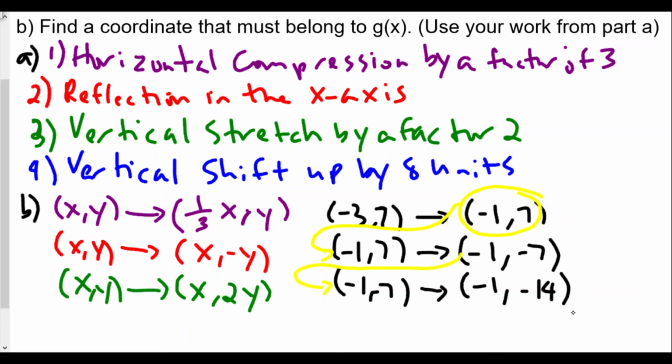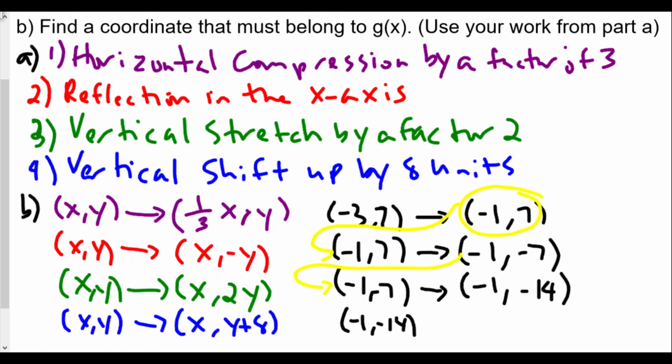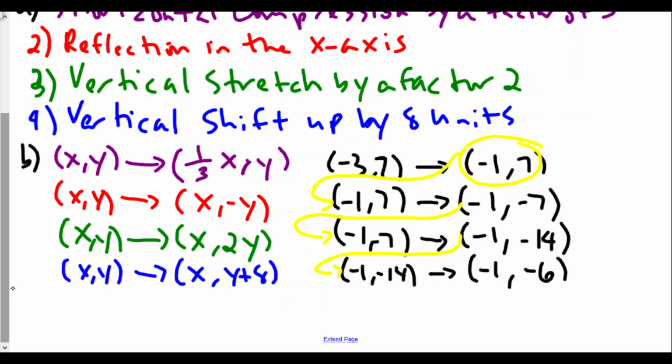And then finally, our last transformation. When we take a vertical shift up by 8, that means (x, y) becomes (x, y + 8). So we're taking the coordinate (-1, -14). Again, making sure we process the new coordinate and run it through our new transformation. So x stays the same, so it's -1, and we're adding 8 to the y. -14 plus 8 will be -6. And therefore this coordinate, (-1, -6), is our final point.